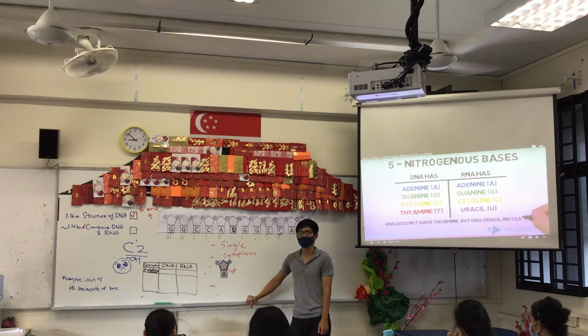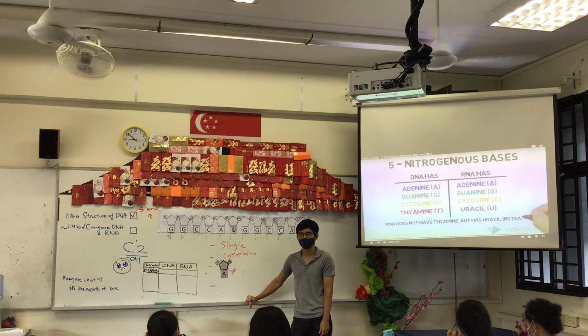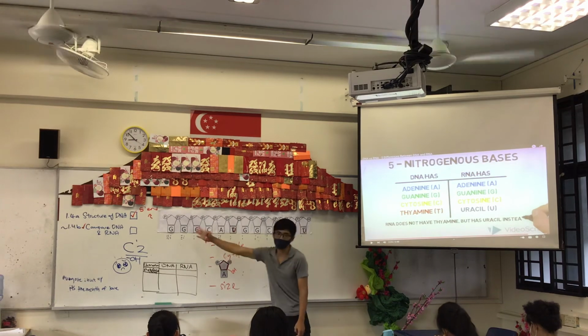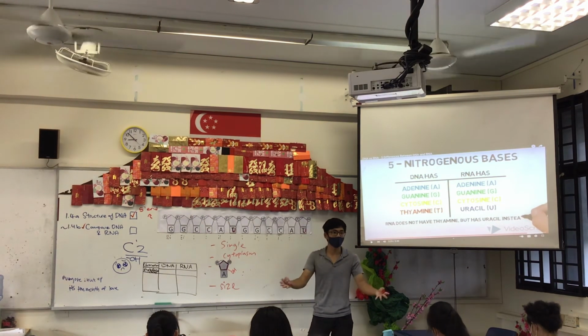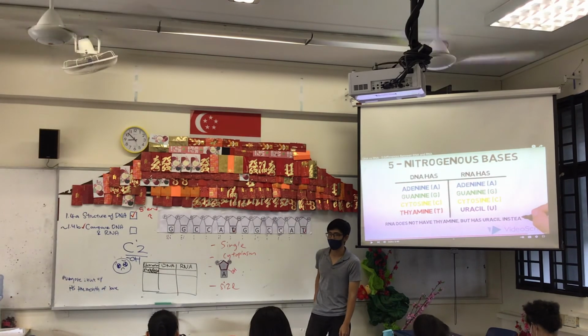That's the last point. Location, single-stranded, the size. Okay, last one is the size. RNA is often very short. Okay, it's not very long. So 5 differences if you're asked to compare DNA and RNA.